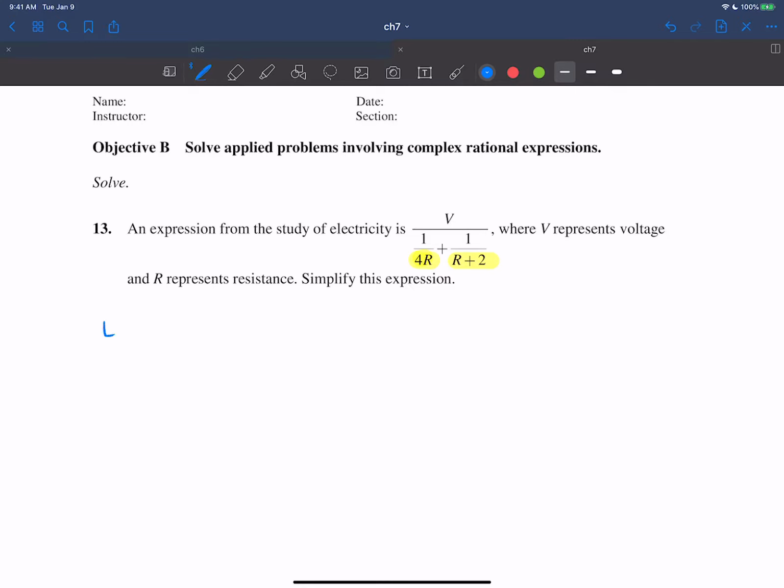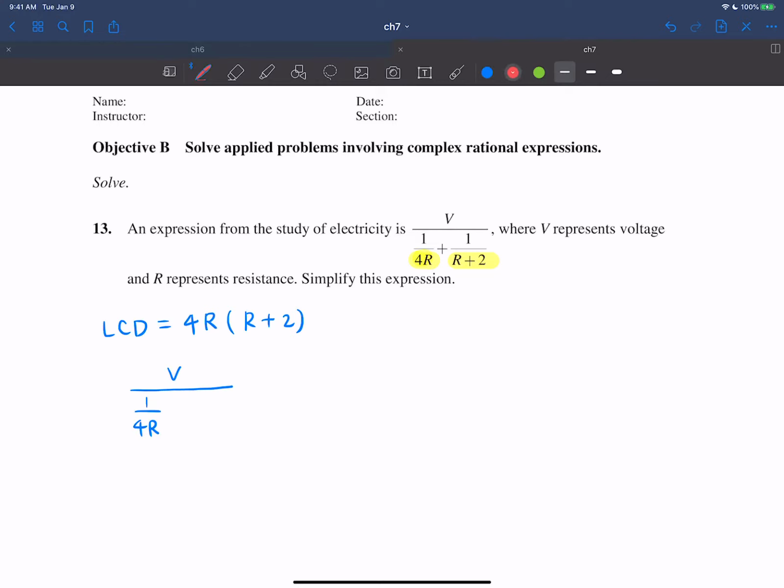Now let's find out the LCD. You're going to write down different factors. In this case, the different factors are simply 4, that's one of them, r, that's another one, and you also have r plus 2, that's also another one. All of them appear at most once across all the rational expressions, so this is your LCD, 4r times r plus 2. And that means we're going to multiply both the top and the bottom by this LCD.